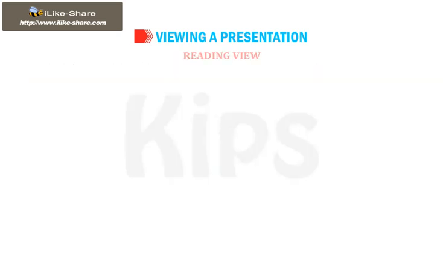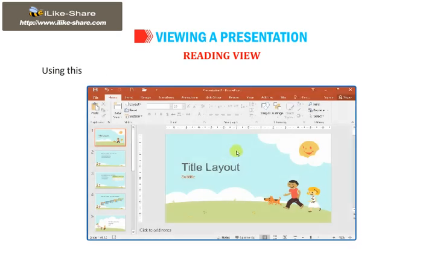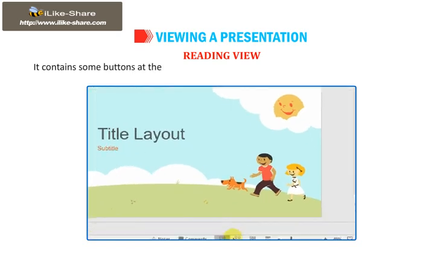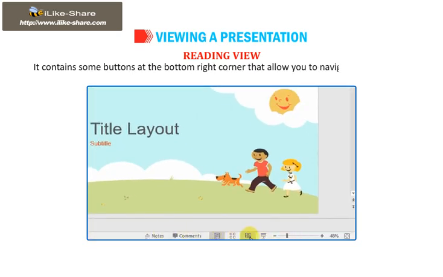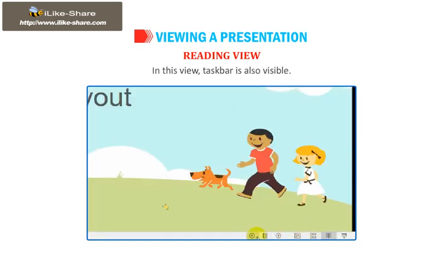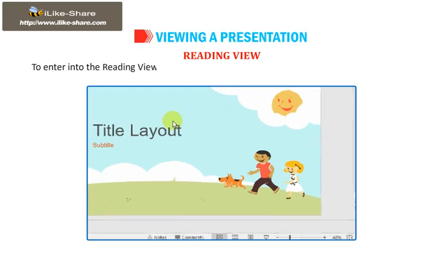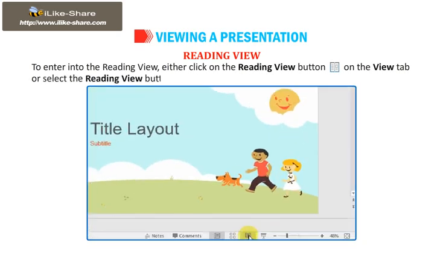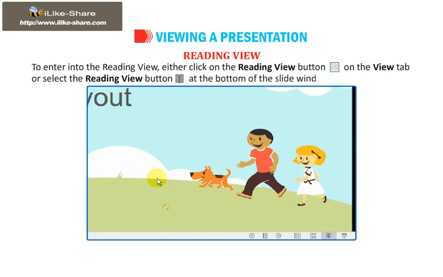Let me tell you about Reading view. Using this view, you can view the presentation as a slideshow that fits within a window. It contains some buttons at the bottom right corner that allow you to navigate through your presentation and switch to other views. In this view, the taskbar is also visible. To enter into the Reading view, either click on the Reading view button on the View tab or select the Reading view button at the bottom of the slide window.